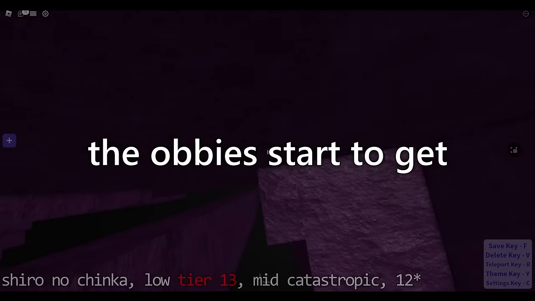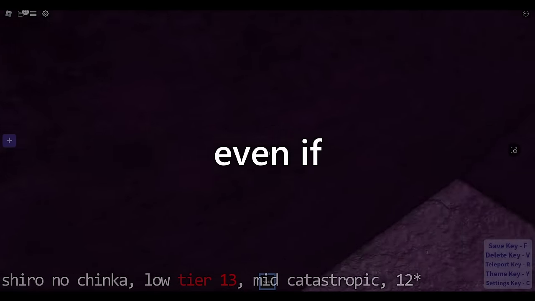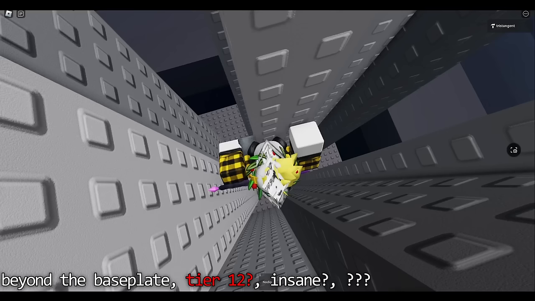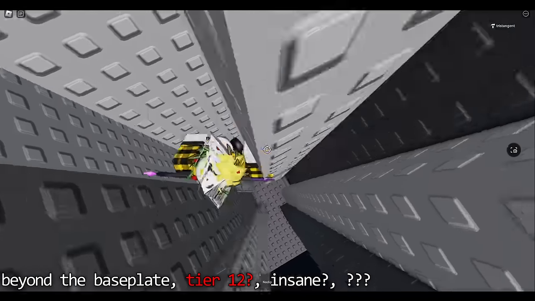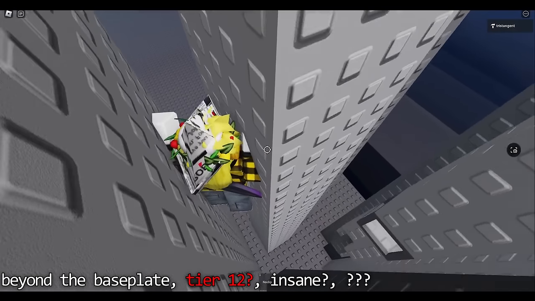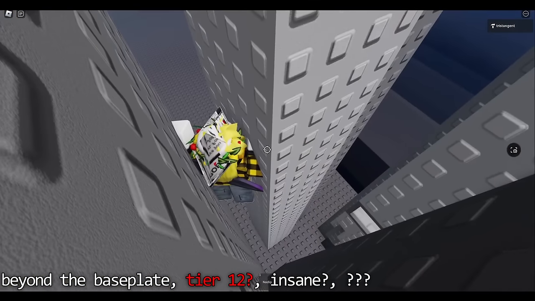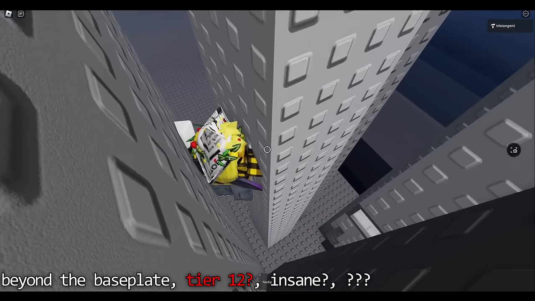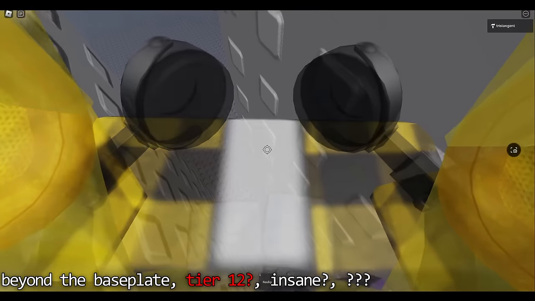Around where we are, the obbies started to get nigh impossible, even if they are relatively long. You also start absolutely requiring a thing called lodging, which is used very frequently in higher tier obbies, where you get yourself stuck between two walls in such a way that you move upwards or forwards, like so.